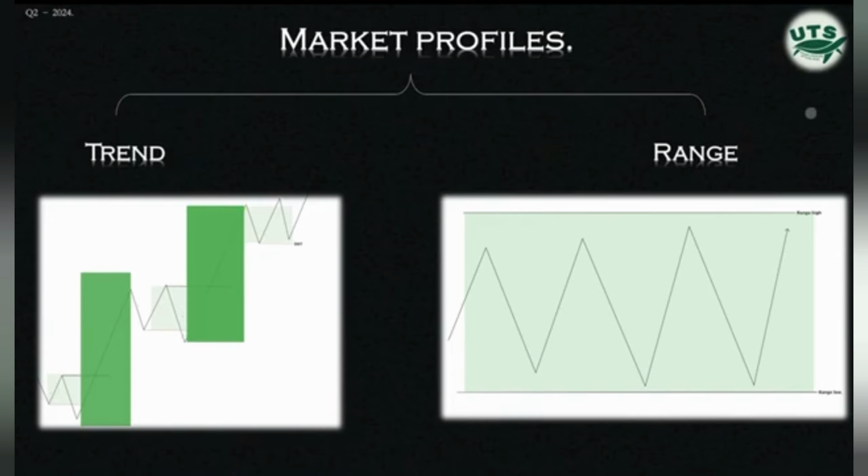So trend, range. A range is when the market is visibly consolidating. So it's going up and down between 2 price levels. So it's stuck between 2 price levels. That's a range. If it's breaking out of price levels and retesting them to rally again, then it's trending. It's that simple.